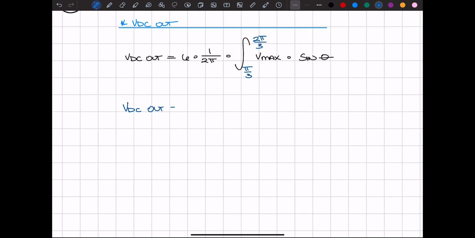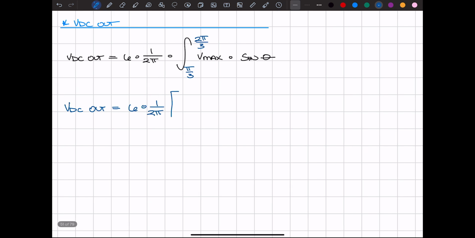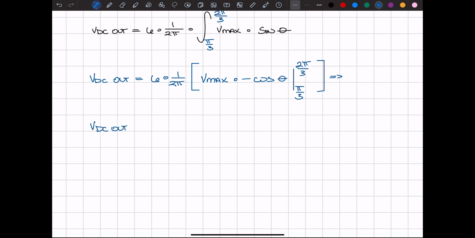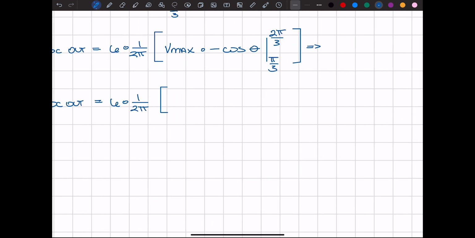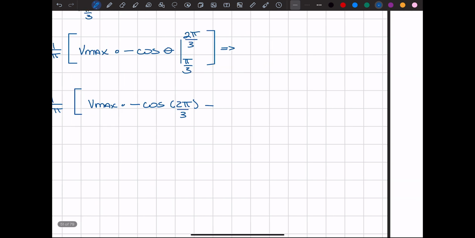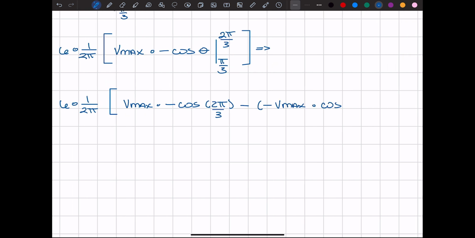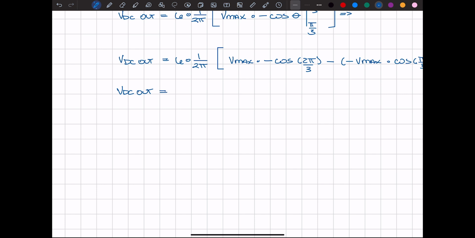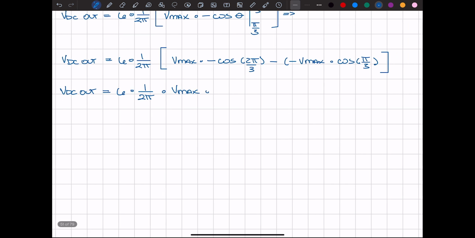Taking the integral of this formula, we get VDC out is equal to 6 times 1 over 2 pi times the quantity of Vmax times negative cosine theta between pi over 3 and 2 pi over 3. Rewriting that, we get VDC out is equal to 6 times 1 over 2 pi times the quantity Vmax times negative cosine 2 pi over 3 minus negative Vmax times cosine pi over 3. So we can go ahead and pull out a Vmax and rewrite it. We get VDC out is equal to 6 times 1 over 2 pi times Vmax times the quantity negative cosine 2 pi over 3 plus cosine pi over 3.